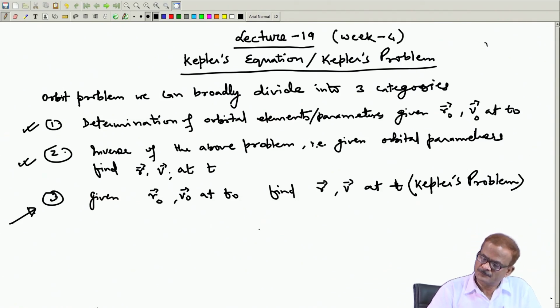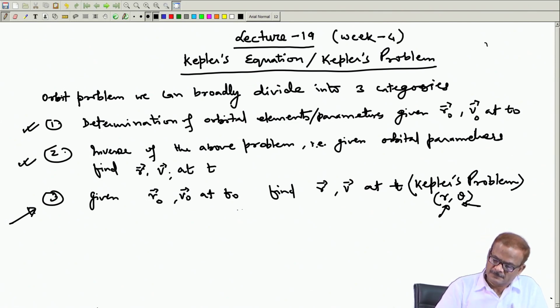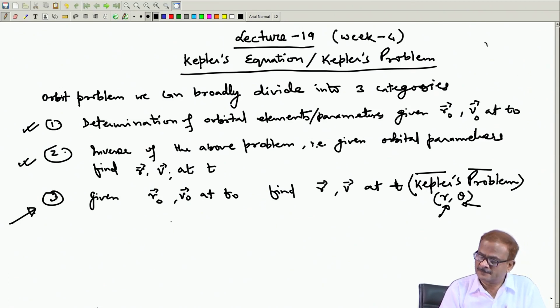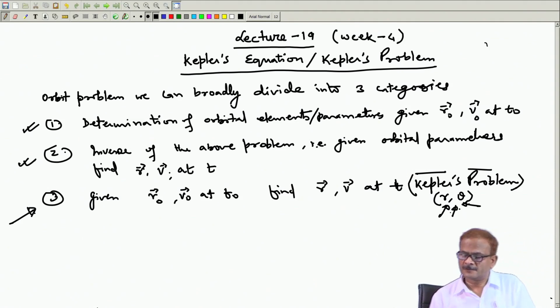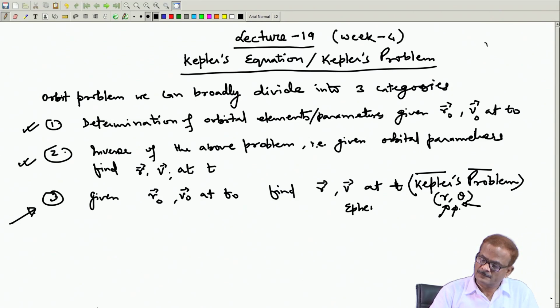Kepler's problem is especially described in the context of r and theta, that you find r and theta, or the ephemeris, because many times you are interested only in the location of the satellite. Where it is located in the sky, because Kepler dealt with planets, where the planet or the moon is located. That refers to your theta. If we are especially talking about the ephemeris, it refers to r, theta.